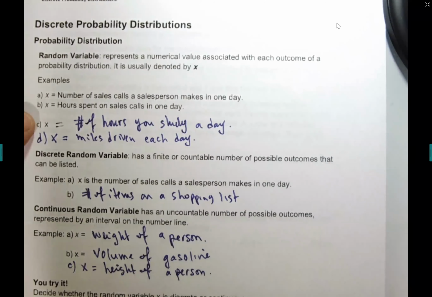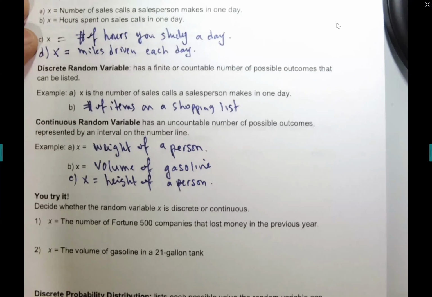So let's try some more together. What do you think, you try it: the number of Fortune 500 companies that lost money in the previous year? Is it discrete or continuous?